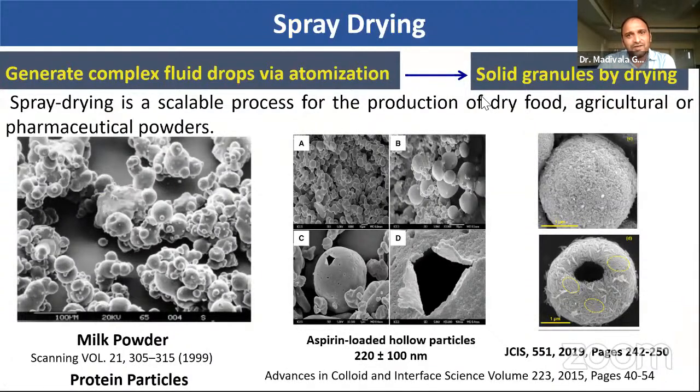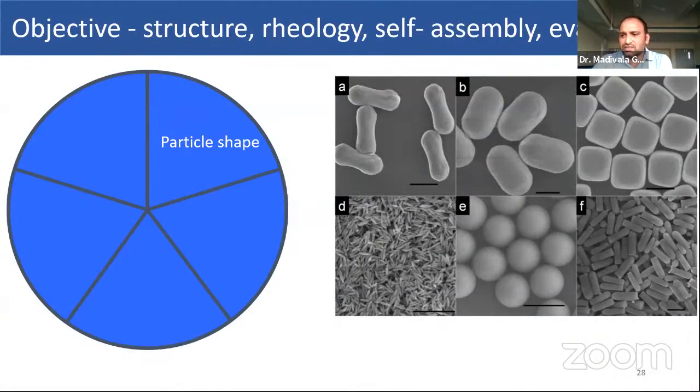Just to give you an example, spray drying, which is a process for making powder particles, is a very extensively used technique for making milk powder and protein particles. You can make drug-loaded particles. And we have shown in our recent work that you can make granules of different morphologies by exploiting this process. So with this background, we're going to look at different aspects.